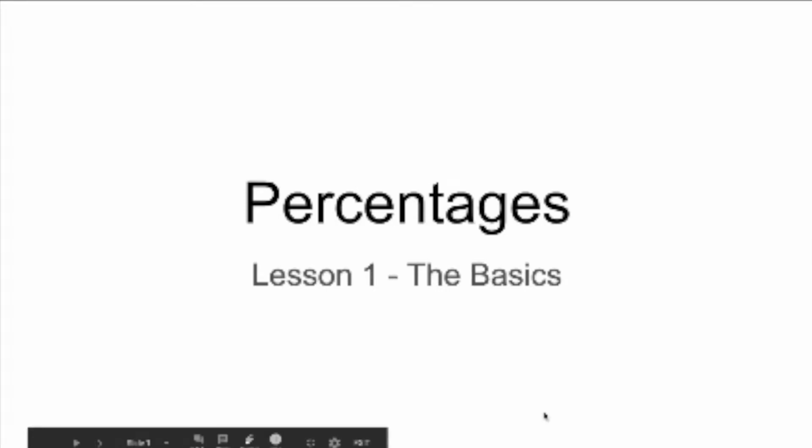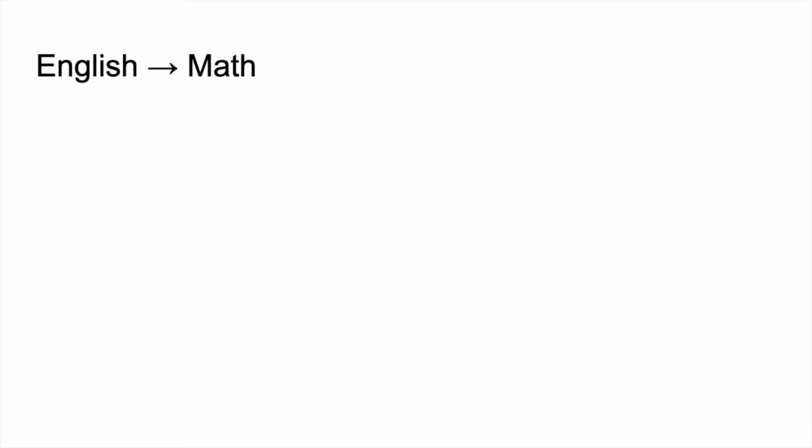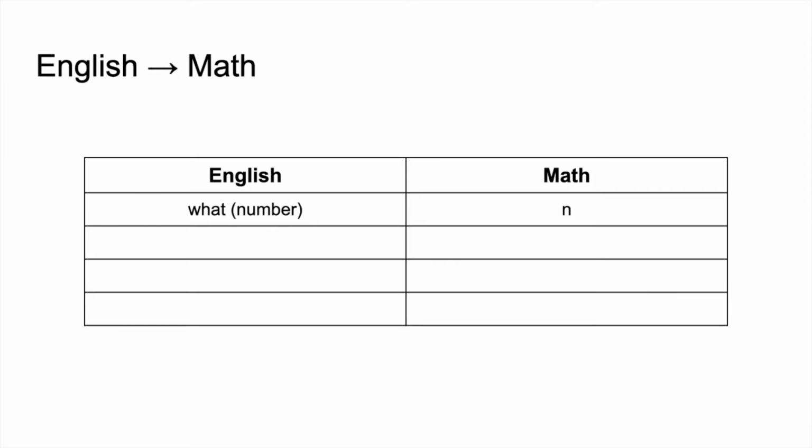Let's start our lesson on percentages by learning how to translate English into math. We're often asked to solve for what or what number, which we'll call the variable n because it's our unknown. The next word is of, which in math always means to multiply. Next we have the word is. Is means equals in math.